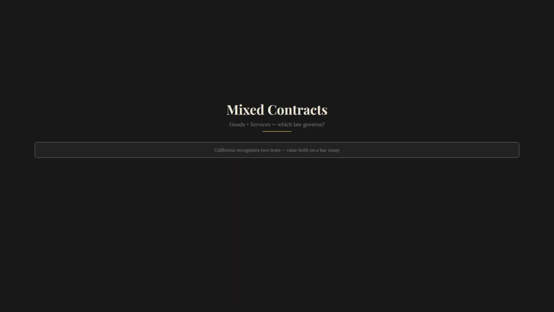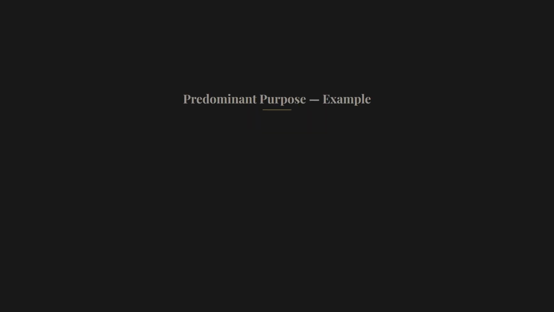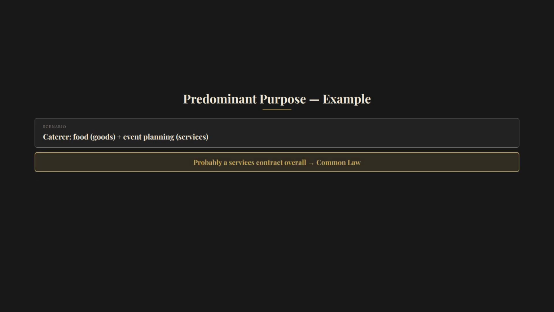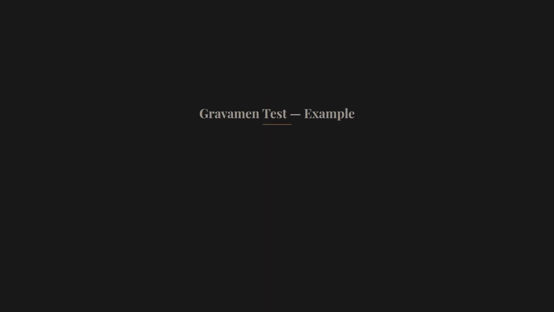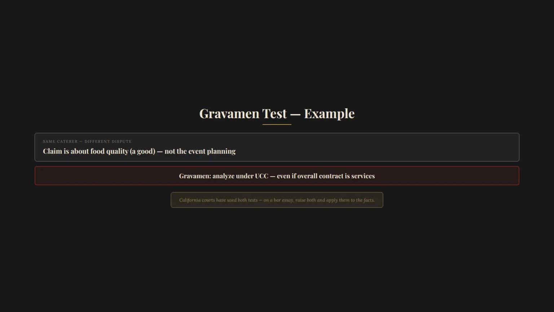A deal that involves both goods and services needs a choice of law analysis, and California recognizes two tests. The predominant purpose test looks at the whole contract and asks whether its primary purpose is goods or services. A caterer who provides food and event planning is probably providing a services contract overall, even though food is a good. The gravamen test is the minority approach and looks at the specific part of the contract at issue in the dispute. Same caterer, but a claim about food quality might be analyzed under the UCC even if the overall contract is a services deal. California courts have used both, so on a bar essay, you raise both and apply them to the facts.